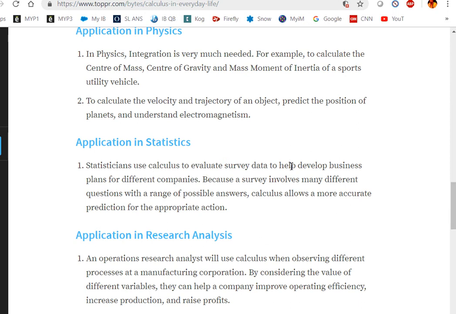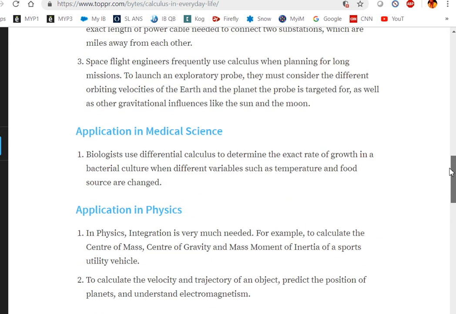There's an interesting one here as well. Statisticians use calculus to evaluate survey data to help develop business plans for different companies. Because a survey involves many different questions with a range of possible answers, like variables. Calculus allows a more accurate prediction for the appropriate action. But how do biologists use it? To determine the exact rate of growth in a bacterial culture when different variables such as temperature and food change.